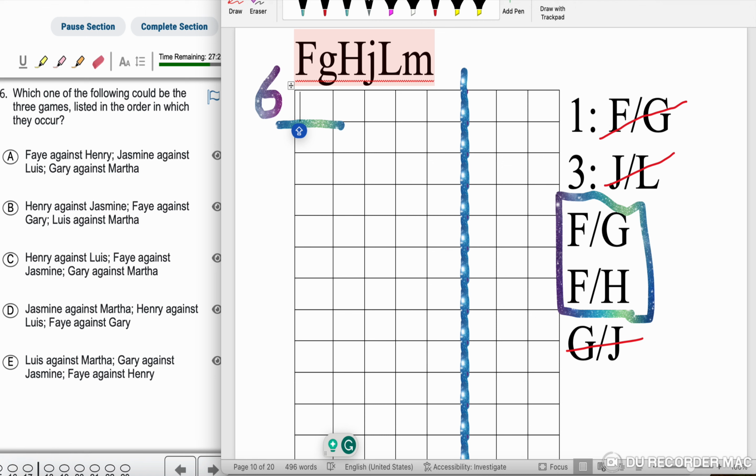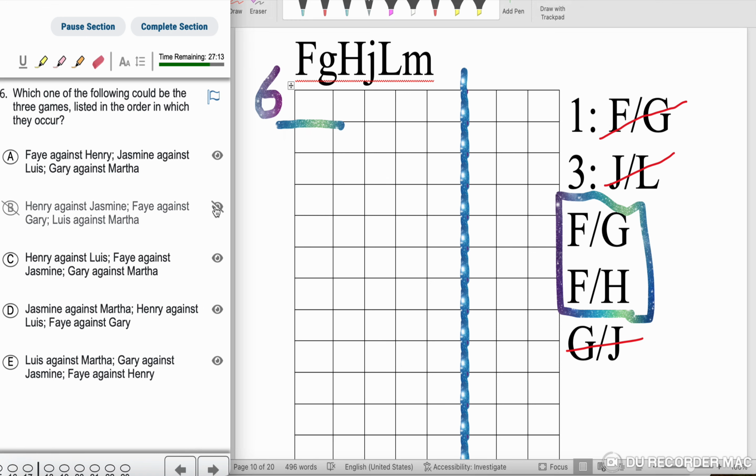Question 6. Which of the following could be 3 games listed in the order in which they could occur? F is not allowed to play against G, so let's see if F is against G in any of these games. F is against G in B, so go ahead and eliminate that. That's called process of elimination, taking out one choice at a time.